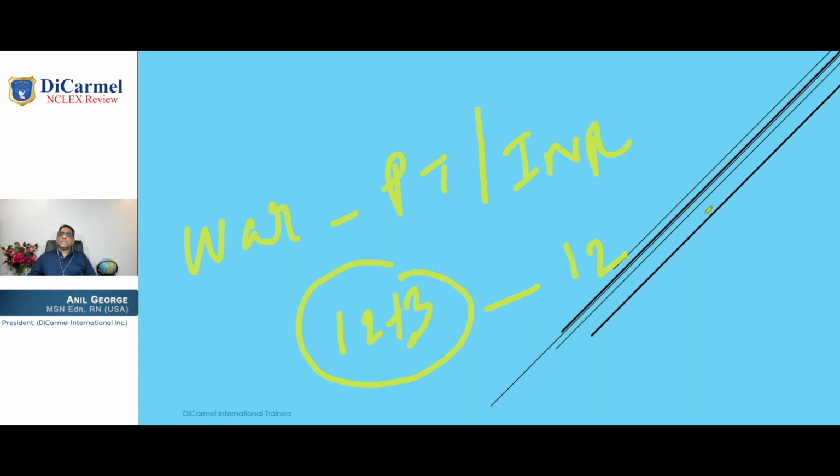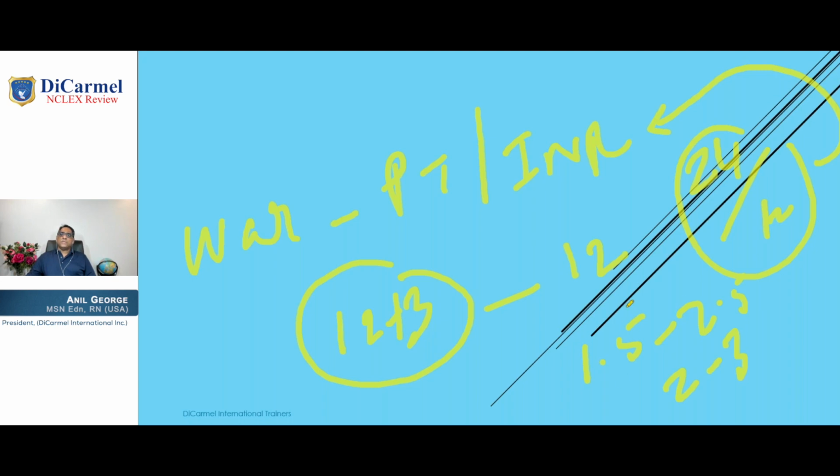And suppose today's PT is 24. That 24 divided by the normal PT 12, that's what becomes the INR. Okay, that becomes the INR, right? So that could be in the range of 1.5 to 2.5, or 2 to 3, based on the indication. Okay. So this is what we want.